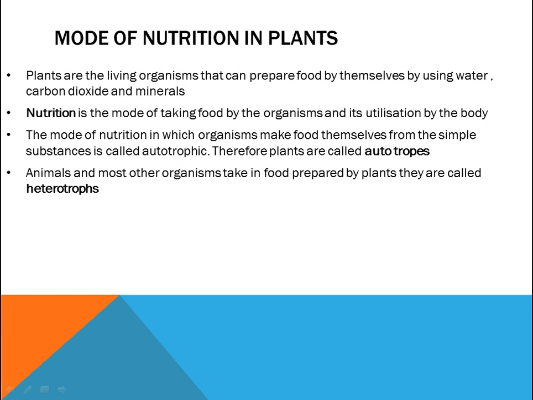Animals and most other organisms take in food prepared by plants. They are called heterotrophs, like human beings and animals. We eat food prepared by plants, so we and animals are called heterotrophs. Hetero means others.